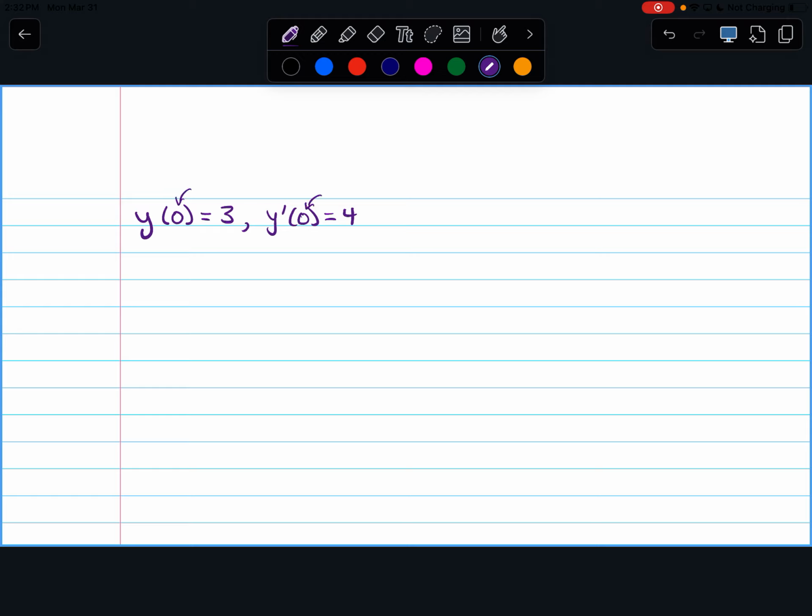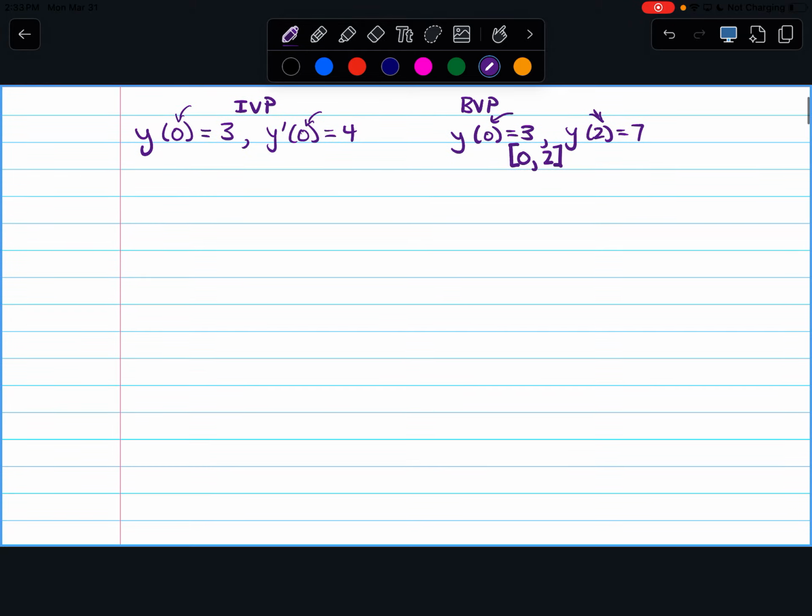Now, this is the initial value problem. A boundary value problem would look like this: y of 0 equals 3 and y of 2 equals 7, something like that. The difference is you're putting in different values, and usually those values are boundary values. So maybe you're talking about this solution on this interval from 0 to 2. Okay, so that's what we're going to look at.